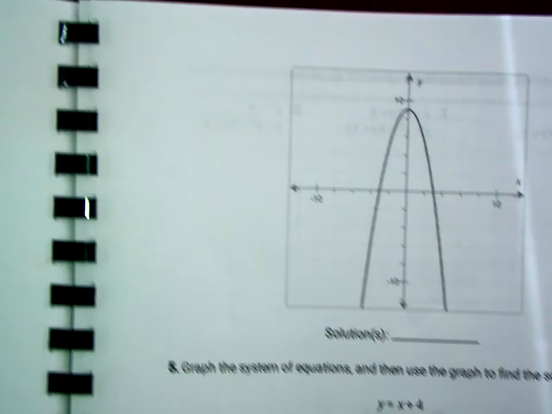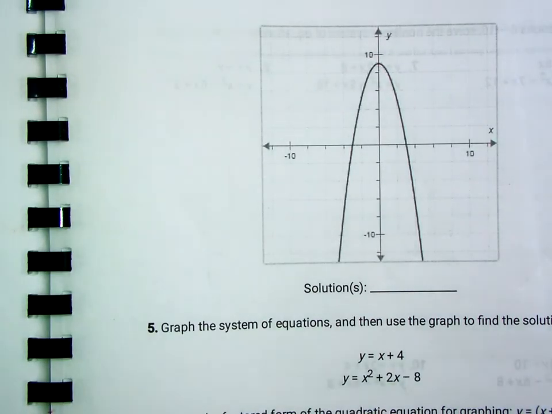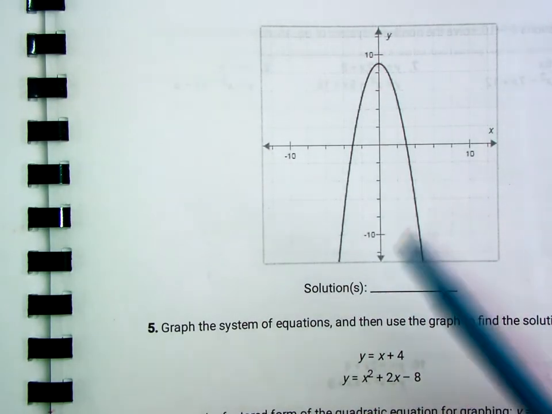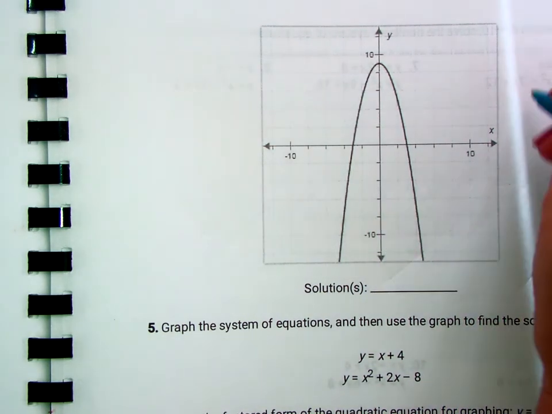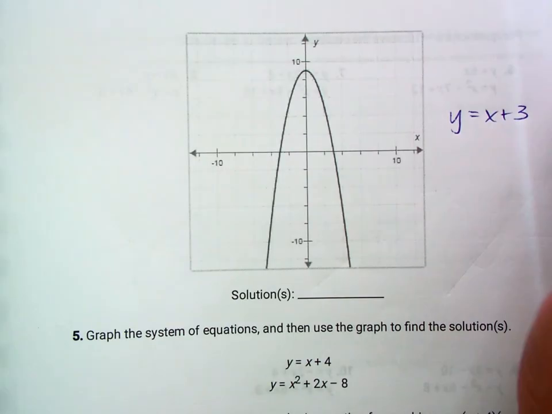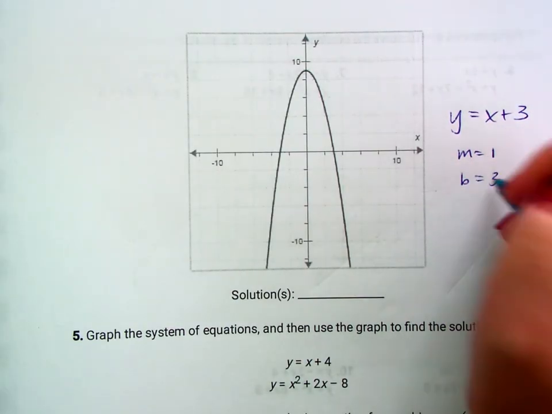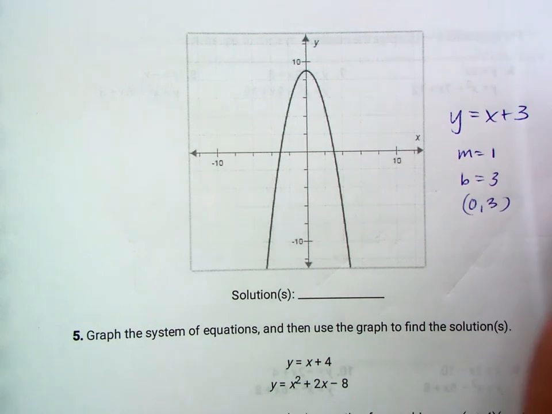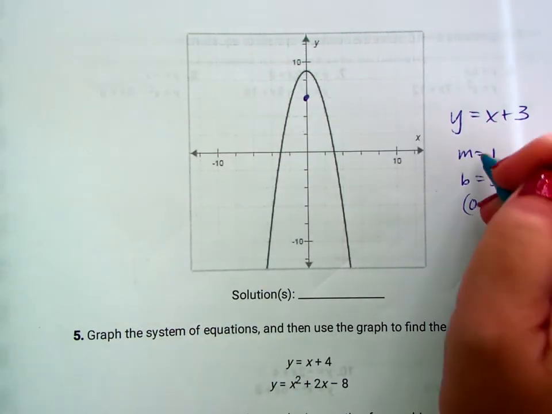Anyways, looking at the next one, it kind of goes to the next page again. Okay, for this one, the quadratic graph is already shown. Graph the linear equation and then find the solution. So the linear equation is y = x + 3. So again, my slope is 1. My y-intercept is 3. So go put a dot at 0, 1, 2, 3, and then count a slope of 1.